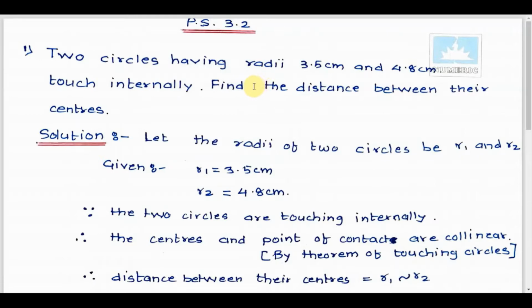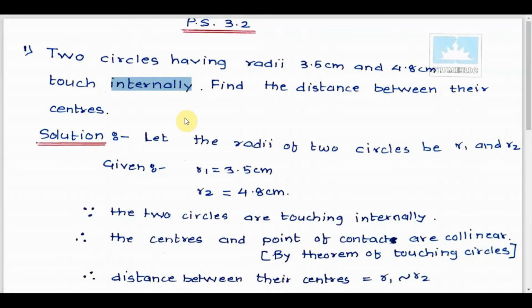Let us read the example. Two circles having radii 3.5 cm and 4.8 cm touch internally. Find the distance between their centers. Okay, so here internally is very important.